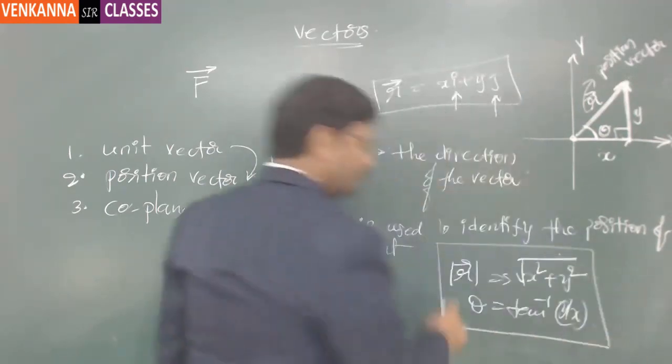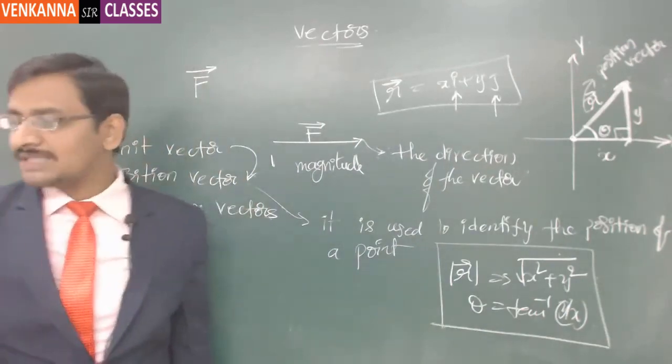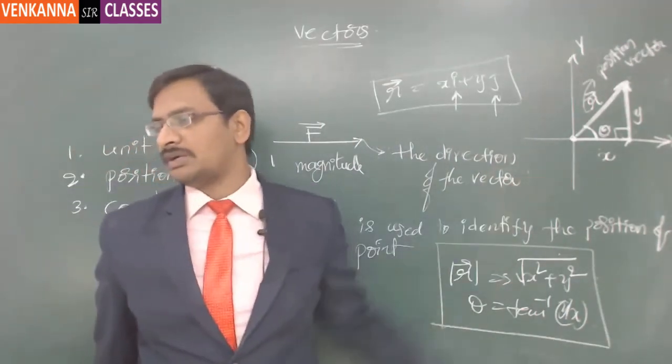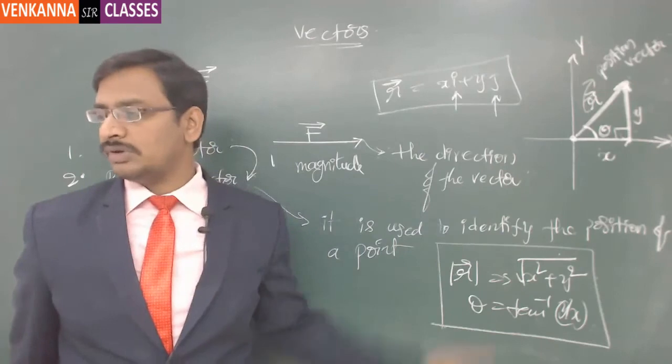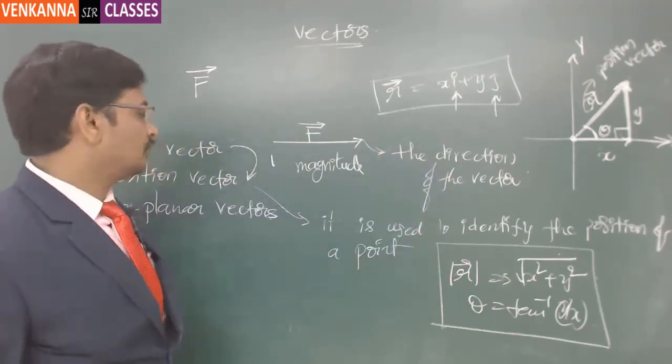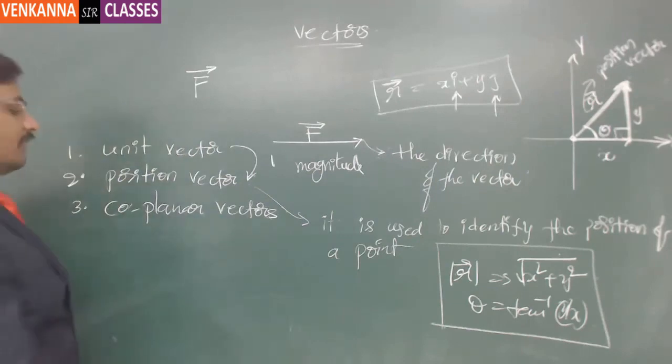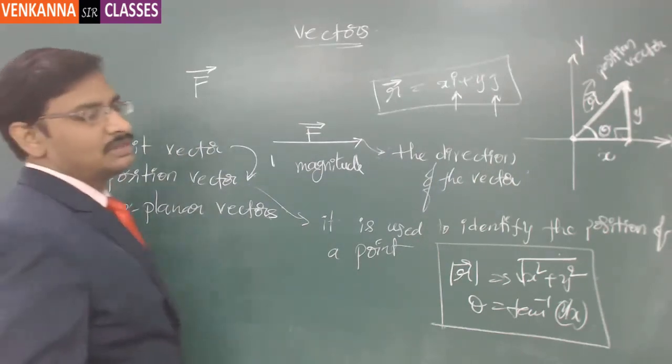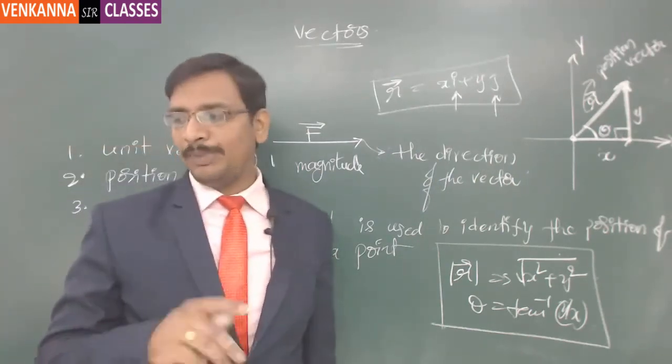So here, actually, a unit vector is a must to identify the position vector. Got it? So here is the application of the position vector. Got it? Okay. And the third one is the coplanar vectors. Coplanar vectors means the vectors which are on the same plane.